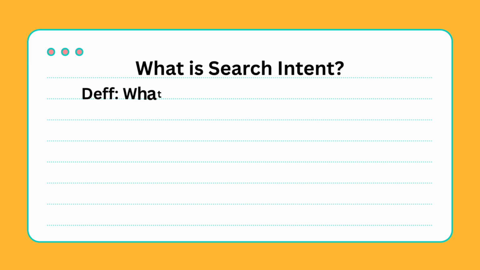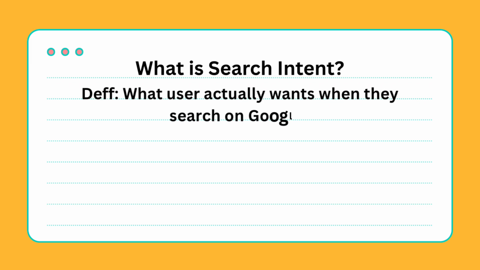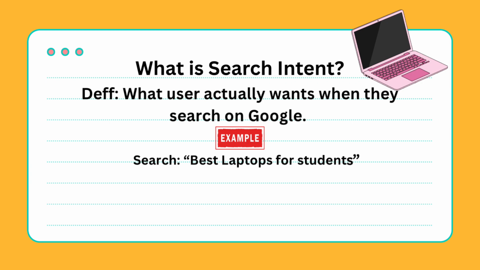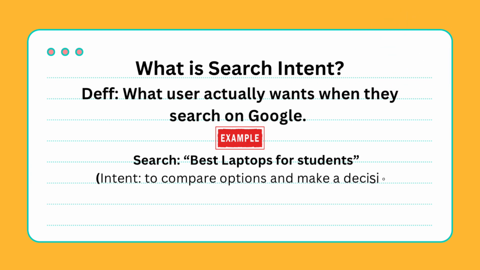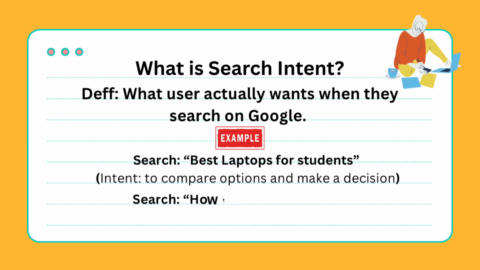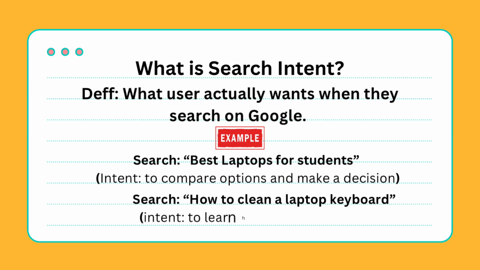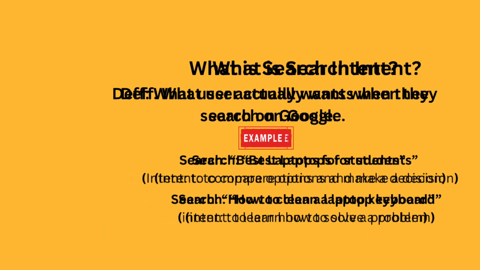What is search intent? Search intent means what the user actually wants when they search on Google. Let's look at a simple example. If someone searches "best laptops for students", their intent is to compare options and make a decision. But if someone searches "how to clean a laptop keyboard", their intent is to learn how to solve a problem. The keywords may look similar, but the user's intention is completely different. That is why Google shows different types of results for different searches.